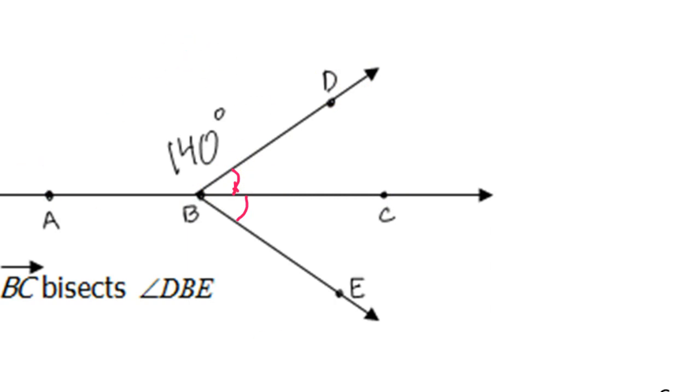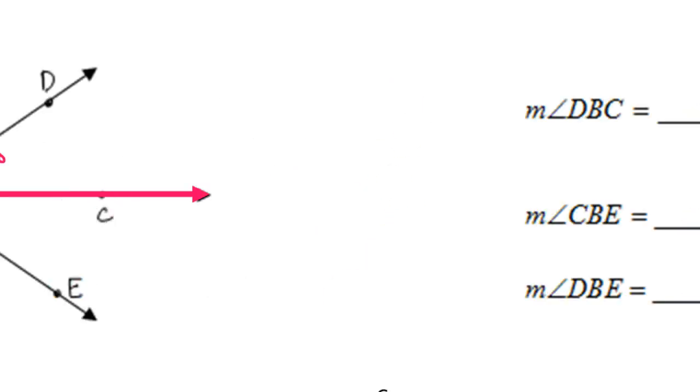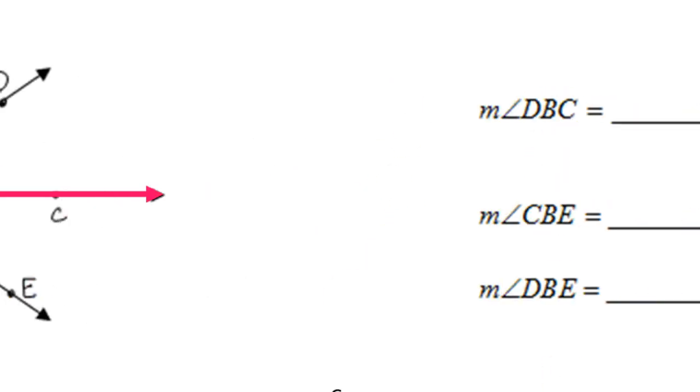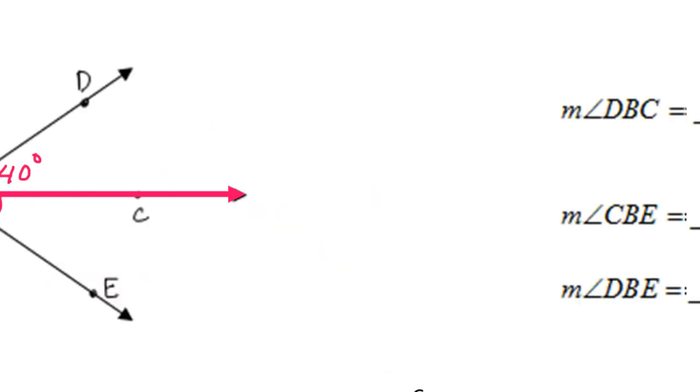Well, let's use our linear pair knowledge again. These two angles up top form a linear pair. They must be supplementary. So if this is 140 degrees, then this must be 40 degrees for a total of 180. So DBC, I gotta look, DBC, that's 40 degrees.